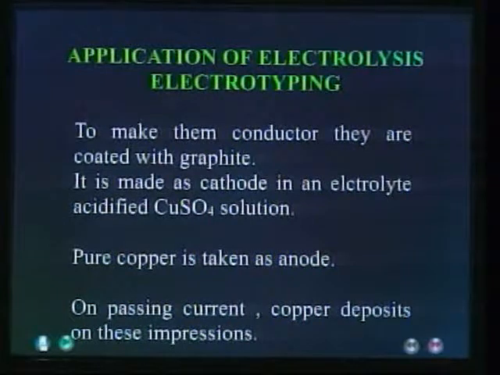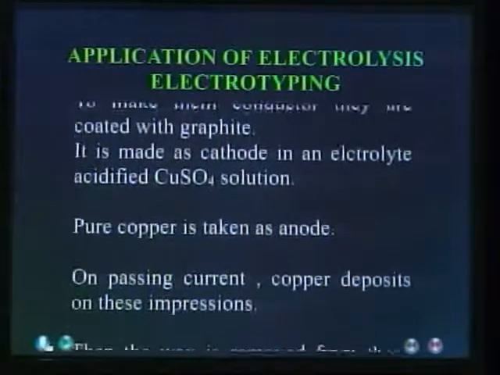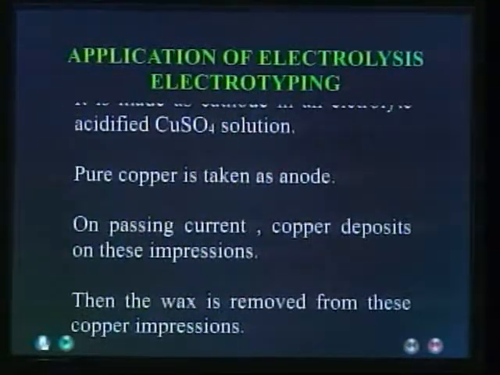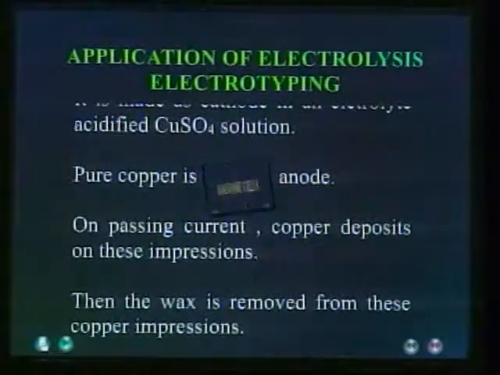Pure copper is taken as anode. On passing current, copper deposits on these impressions. Then the wax is removed from these copper impressions.